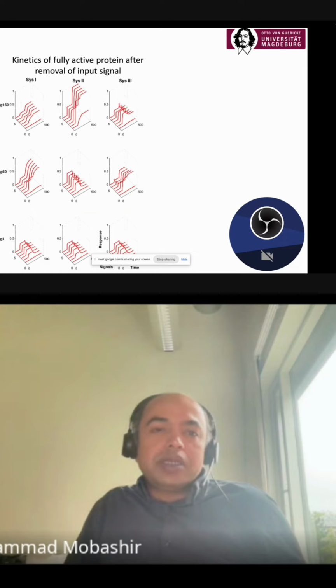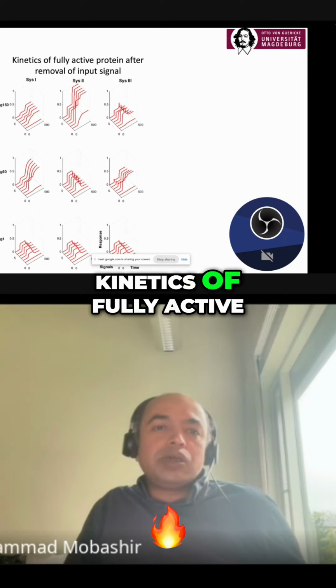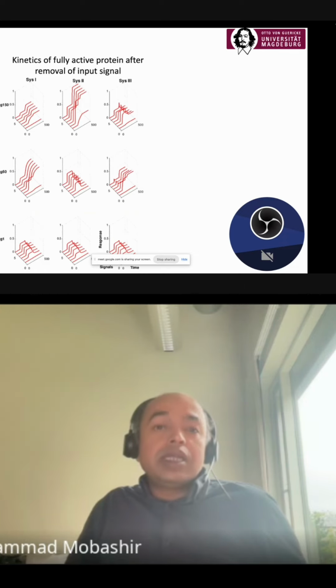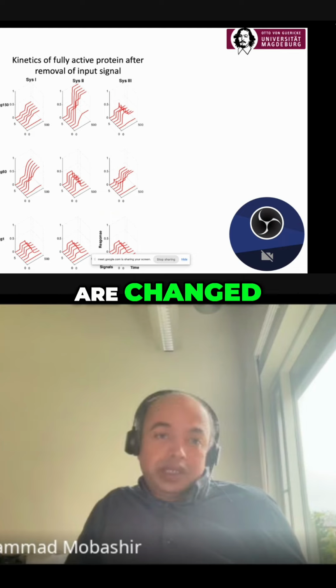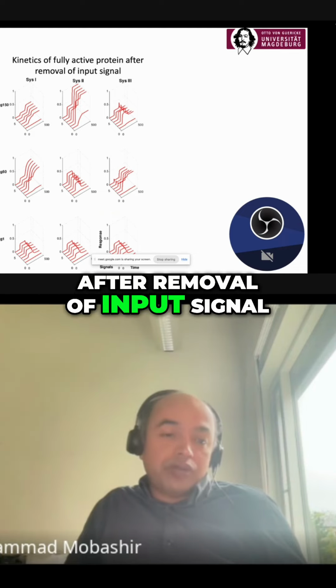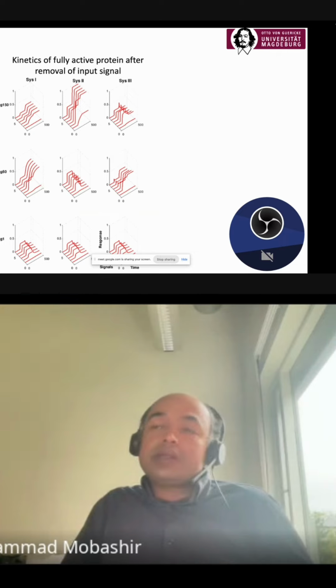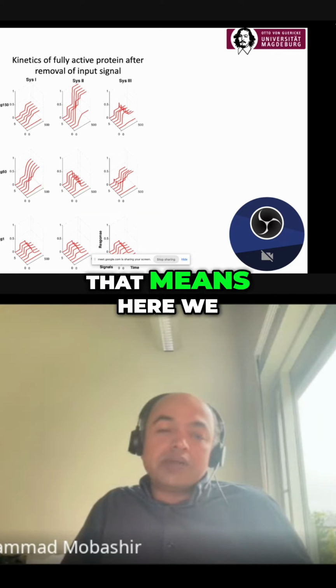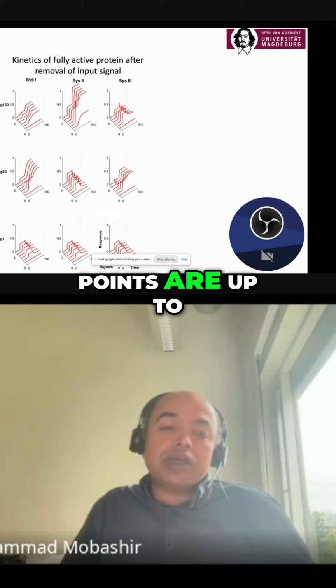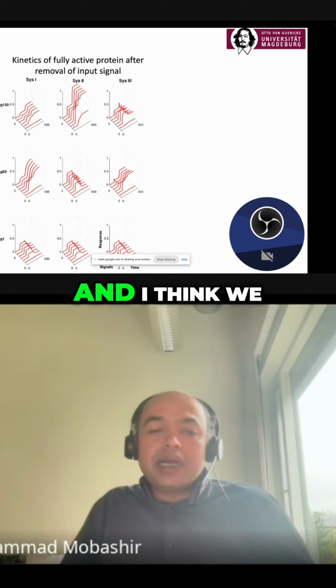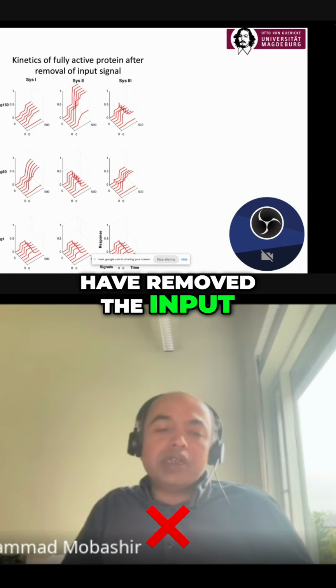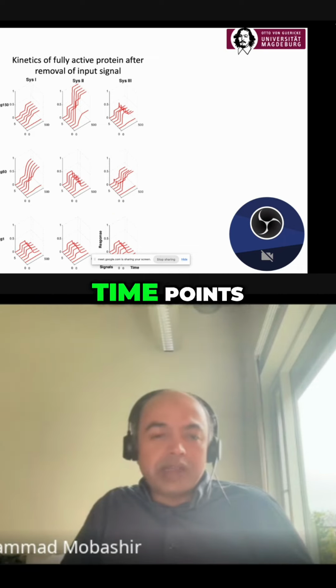distribution. Next is how the kinetics of fully active proteins are changed after removal of input signal. Here what we have done, after certain time points, that means here we can see the time points are up to 500, and I think we have removed the input signal after 200 time points.